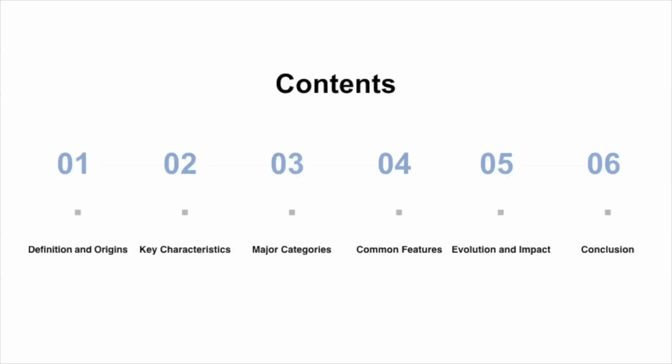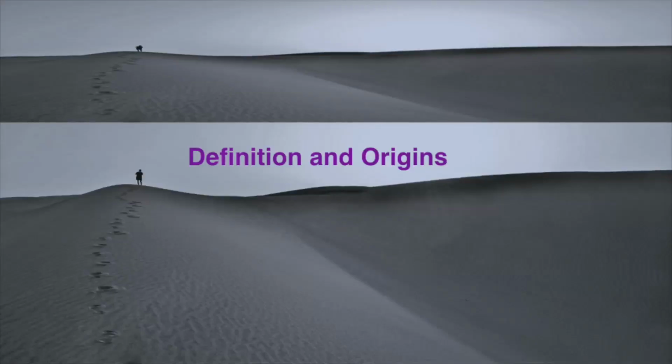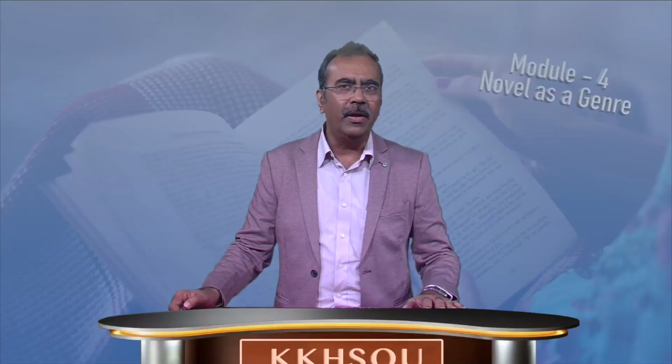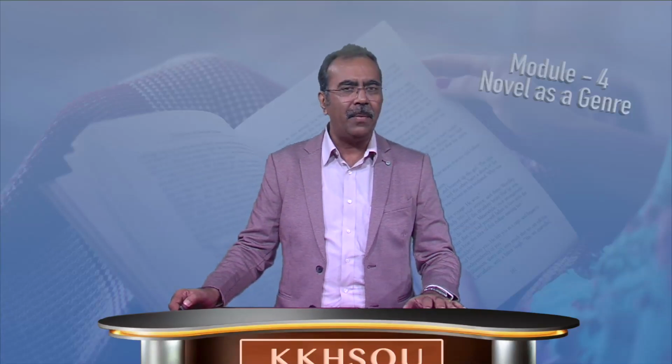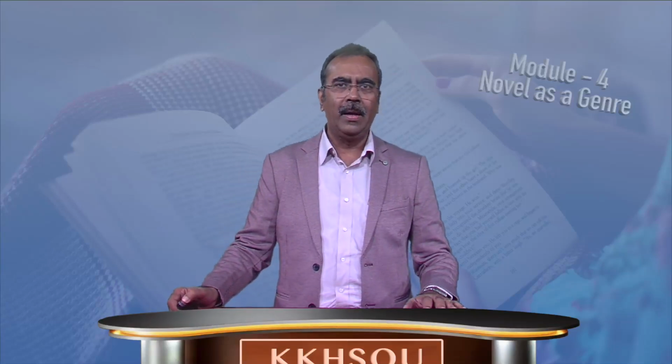Here we are going to look at it by dividing it into 6 subsections. The first is definition and origin. What is a novel defined as, or how can we look at a novel? What can be the different terms, and what are the points through which we can say the novel came into being? We'll look at its origins, how it has developed, and the path through which it has traveled. Number 1.